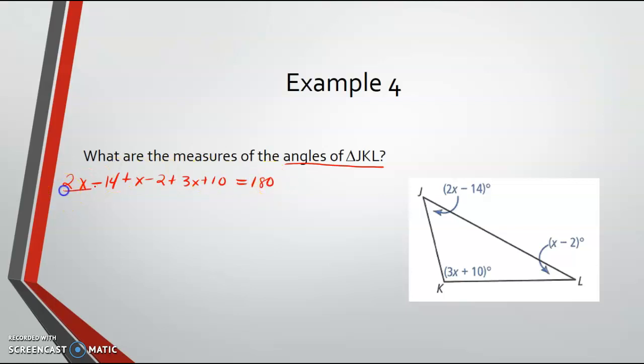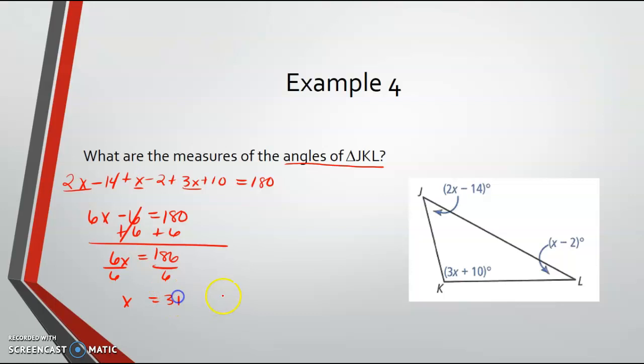From here we combine like terms, so x's with x's: 2x plus 1x is 3x, plus 3x is 6x. And then negative 14 minus 2 is negative 16, and negative 16 plus 10 is negative 6, so 6x minus 6 equals 180 degrees. From here, it's a two-step equation, so I'm going to add 6 to both sides. Then 6x equals 186. Divide both sides by 6, and x will equal 31.